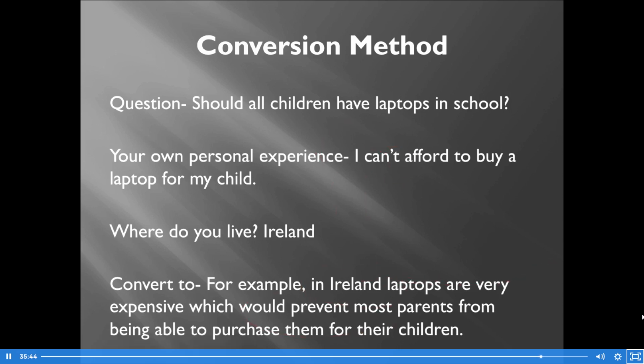So we've used the example of parents living in Ireland and laptops being expensive in that country to take our personal example and convert it into a more general one. So as you can see, we've gone from this student looking at this question and going, oh my God, I know nothing about this. I don't know anything about laptops, and this is so strange to me, to using the knowledge he already had and converting that into an example.